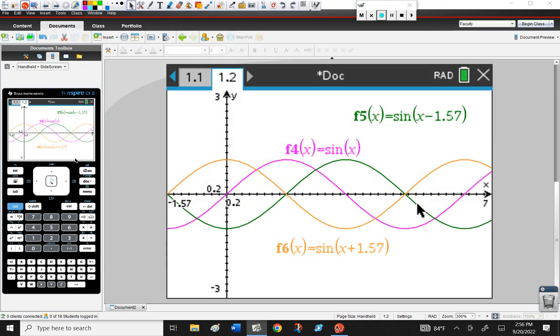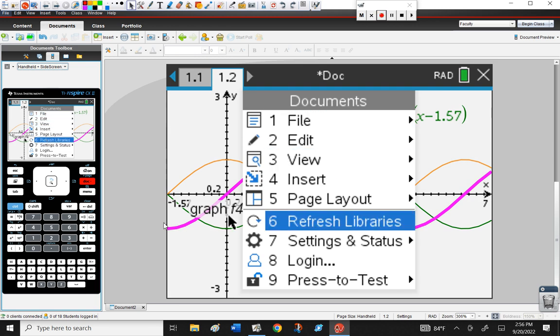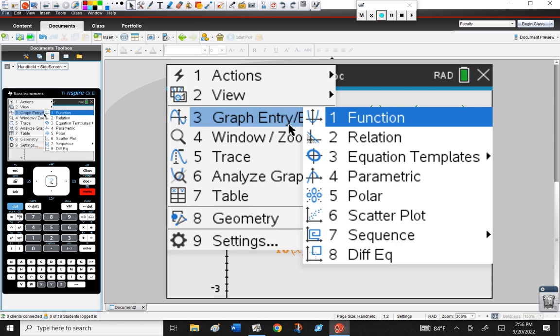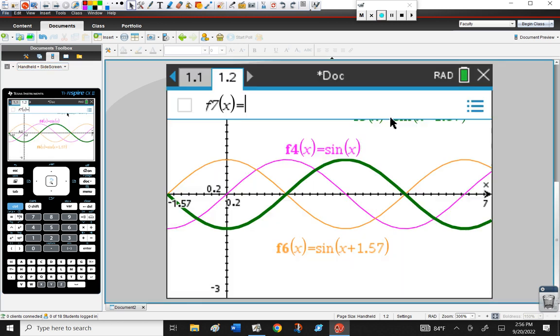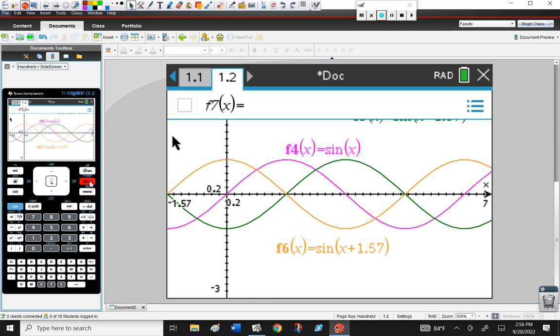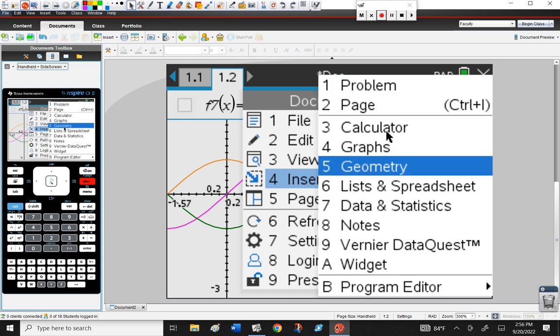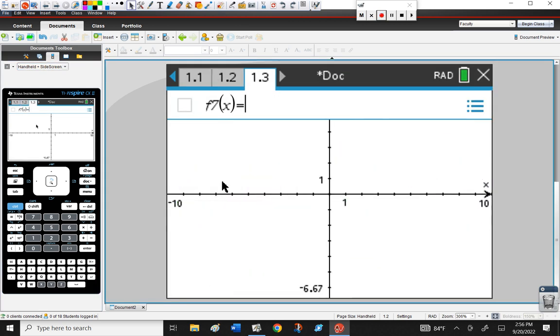Alright, so let me go ahead and open a new graph. Doc. No, not doc. Menu. New function. No, doc. Insert. Browse. Alright, there we go.